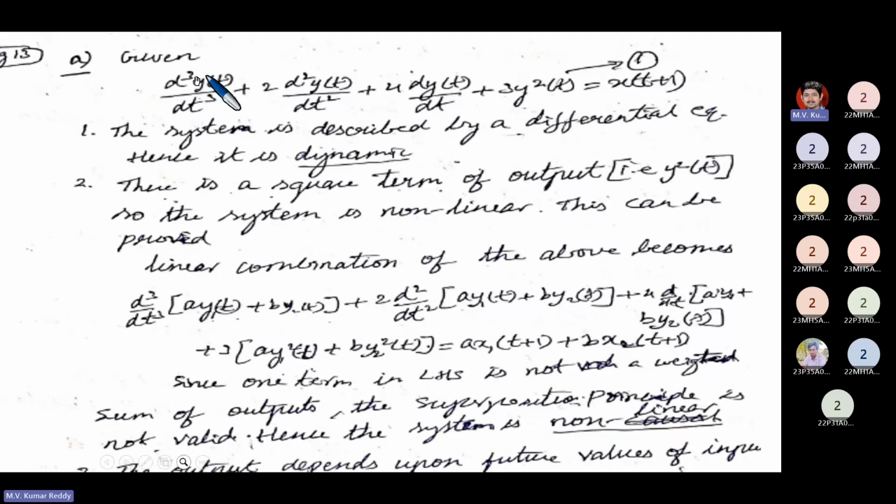Once you see this equation, you should understand it. Here only y is given, so this term is okay. Here y is given, this term is okay. Here y is given, this term is okay. Here y square is given, so here only we can say that this is non-linear.